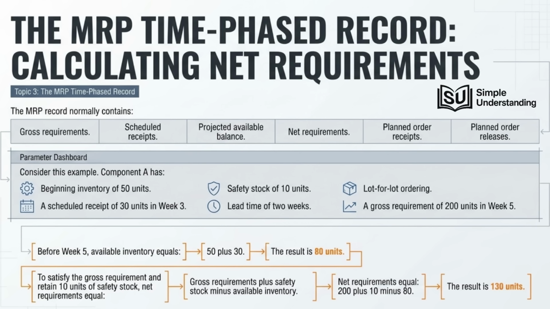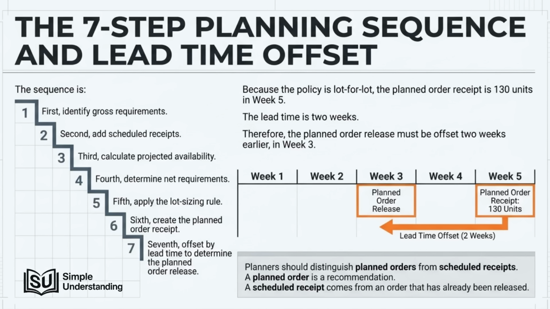Before week 5, available inventory equals 50 plus 30. The result is 80 units. To satisfy the gross requirement and retain 10 units of safety stock, net requirements equals gross requirements plus safety stock minus available inventory. Net requirements equals 200 plus 10 minus 80. The result is 130 units. Because the policy is lot for lot, the planned order receipt is 130 units in week 5. The lead time is 2 weeks. Therefore, the planned order release must be offset 2 weeks earlier in week 3.